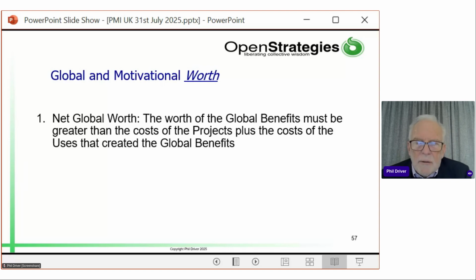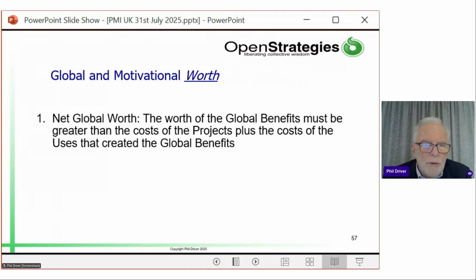Over and over again, I've seen cost-benefit analyses that put a value on the benefit and compare that with the cost of the projects. And that is inadequate, because very often the cost of the uses is greater than the cost of the projects. It really has to be taken into account.